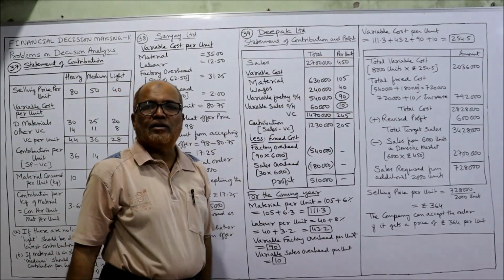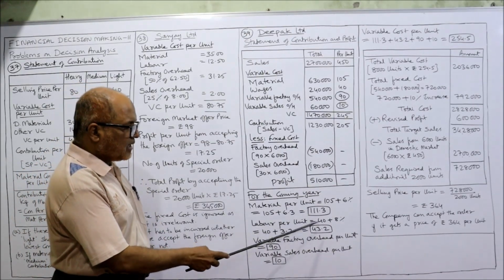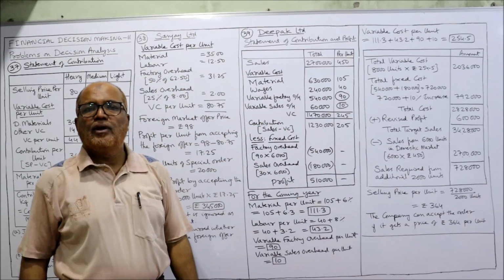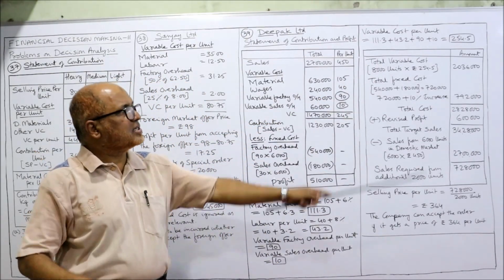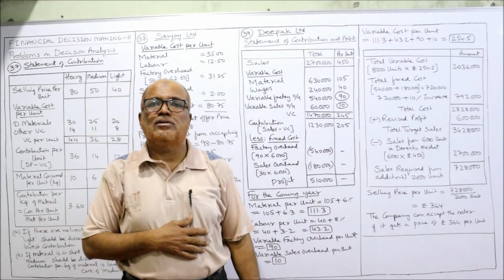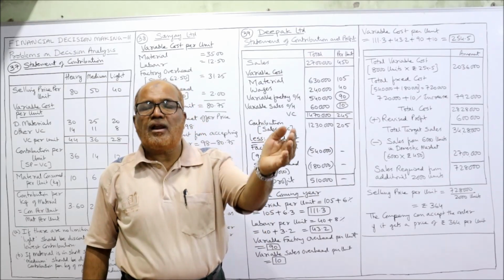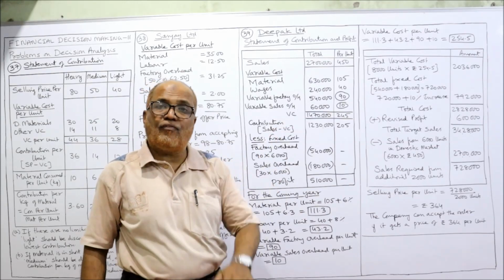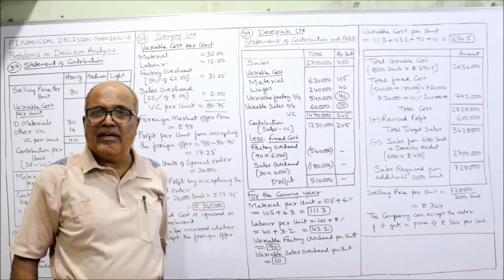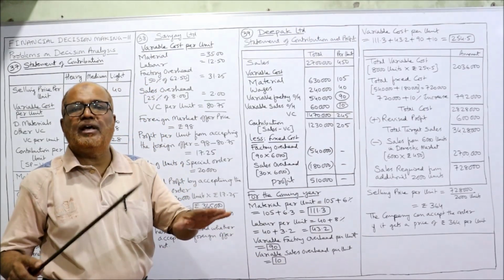Now variable cost per unit. Finally, we calculate the total variable cost. That means 111.3 plus 43.2 plus 90 plus 10. You will get 254.5. To make 1 unit, the variable cost is 254.5 in the next year. How many units we are going to make? 8,000. Because 6,000 in the normal market and 2,000 we are going to make for special order, foreign market, let it be. So totally 8,000 units we are going to make in the coming year. So 8,000 into 254.5, 20,36,000 total variable cost.